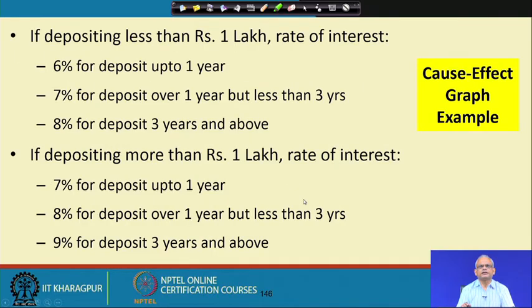Let's explain this technique using a simple example. Again, we'll take the case of depositing less than 1 lakh, rate of interest is 6% for 1 year, 7% for deposit 1 year to 3 year, and 8% for 3 year and above. If deposit is more than 1 lakh, then 7% for up to 1 year, 8% for deposit over 1 year but less than 3 year, and 9% for deposits above 3 years.